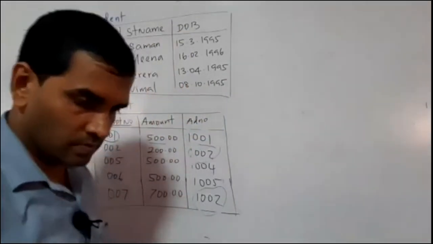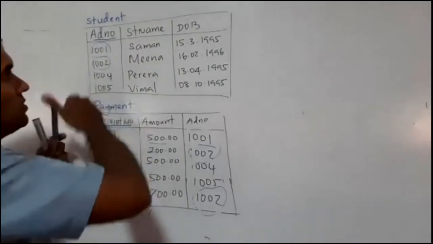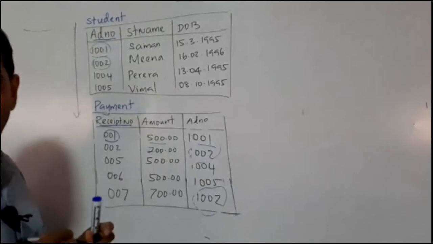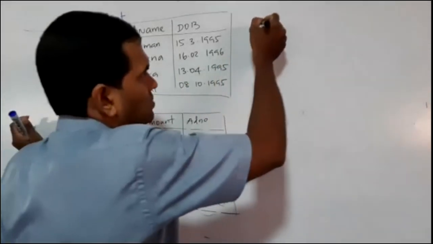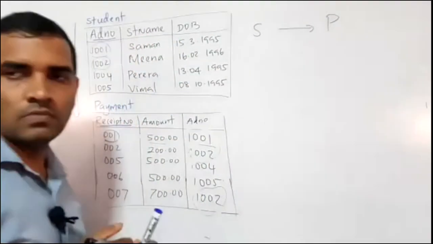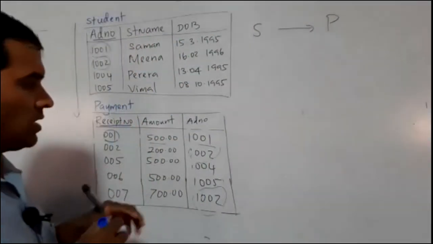Listen to me. Okay, so I'm starting from the student table to the payment table, right? So this is the student table, here the payment table, right? So let's check again.